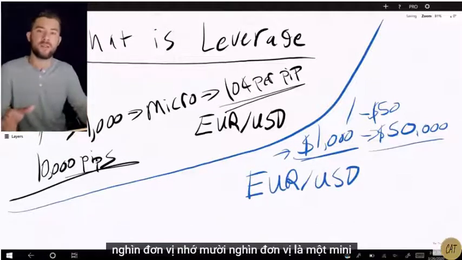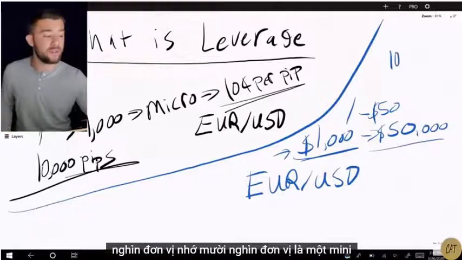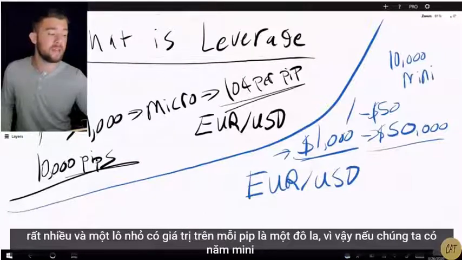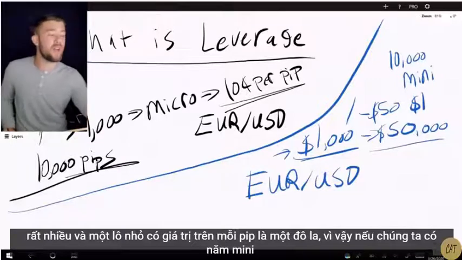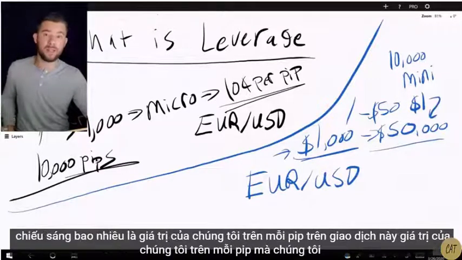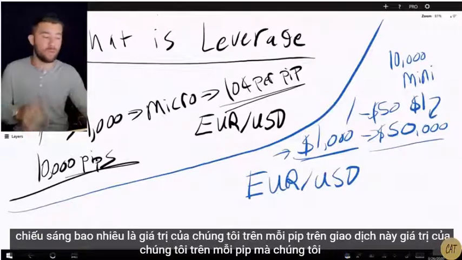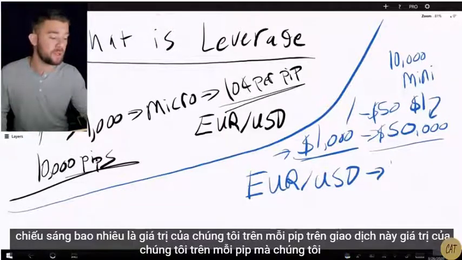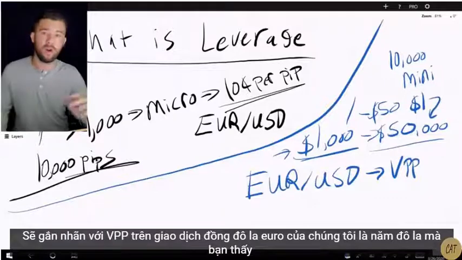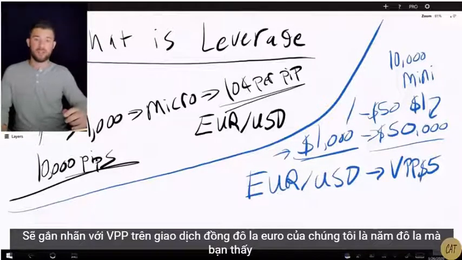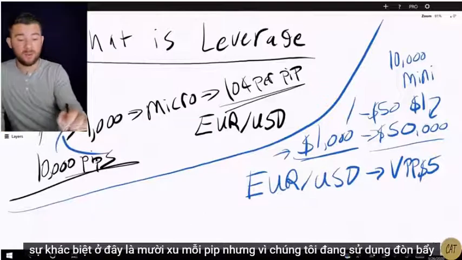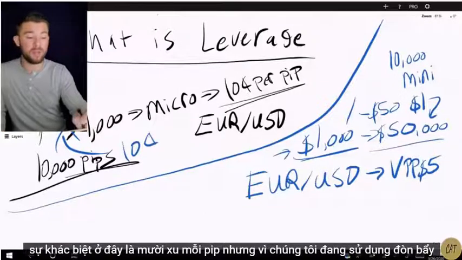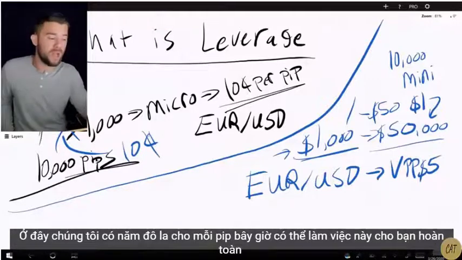What is 50,000 units? Remember, 10,000 units is a mini lot, and a mini lot has a value per pip of $1. So if we have 5 mini lots, how much is our value per pip on this trade? Our value per pip, which we're going to label with VPP, on our euro dollar trade is $5. You see the difference here? This was 10 cents per pip, but because we're using leverage we have $5 per pip.